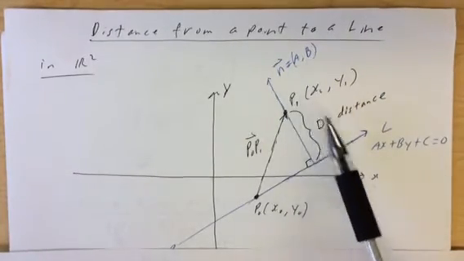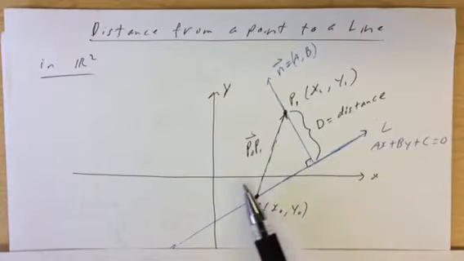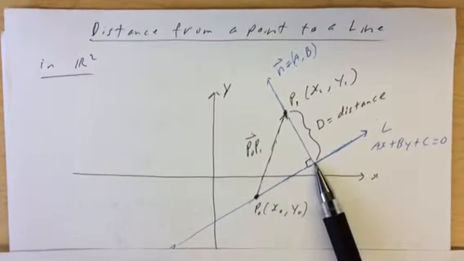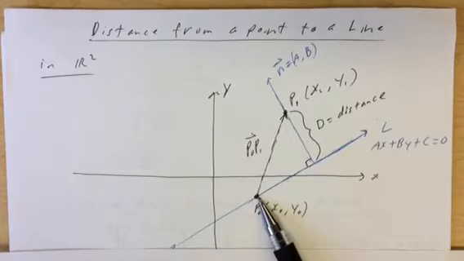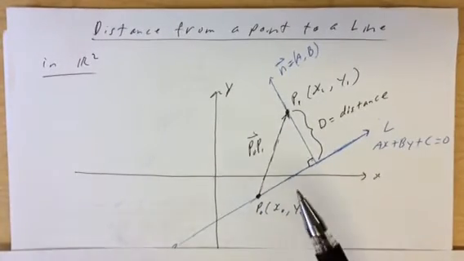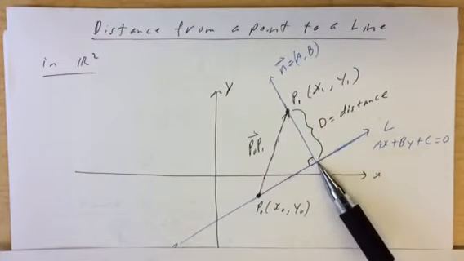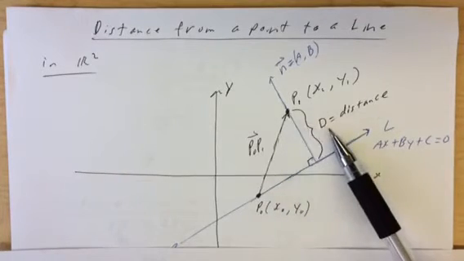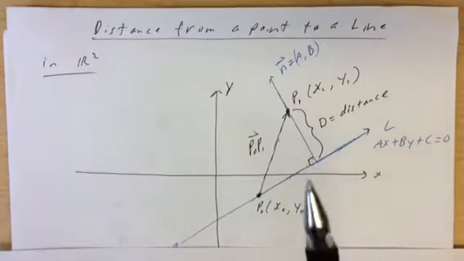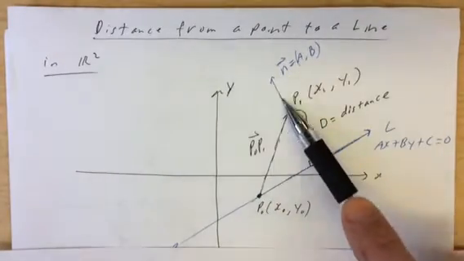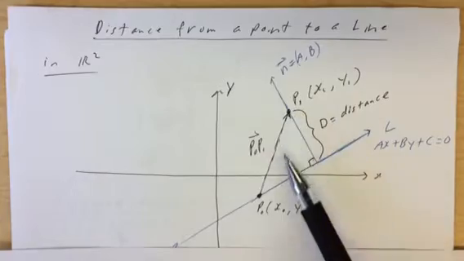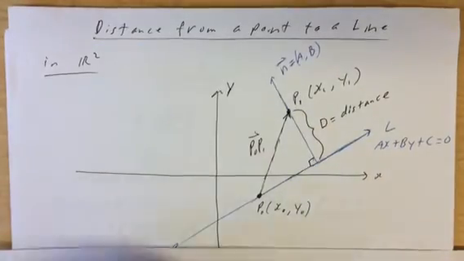And here's a normal to the line. The normal is (A, B), so we draw it there. We could have drawn it at the origin, but we're going to stick it here for convenience. And we've got this vector P0P1. If we project P0P1 onto the normal, we're going to get a vector whose length is equal to the distance we're looking for. So we're looking for the absolute value of the scalar projection of P0P1 onto the normal. It's basically the normal component of the vector P0P1.